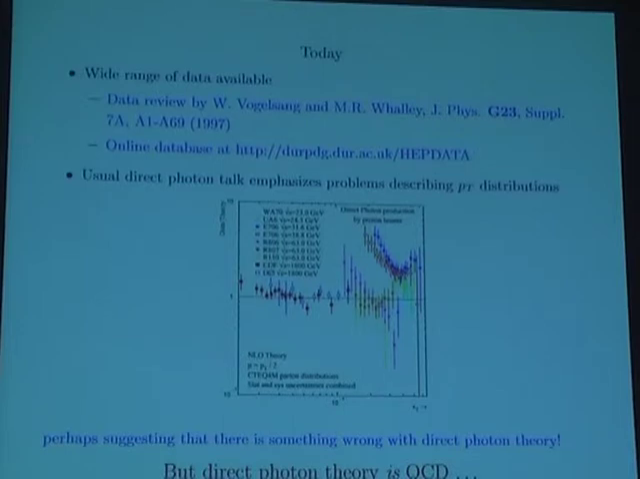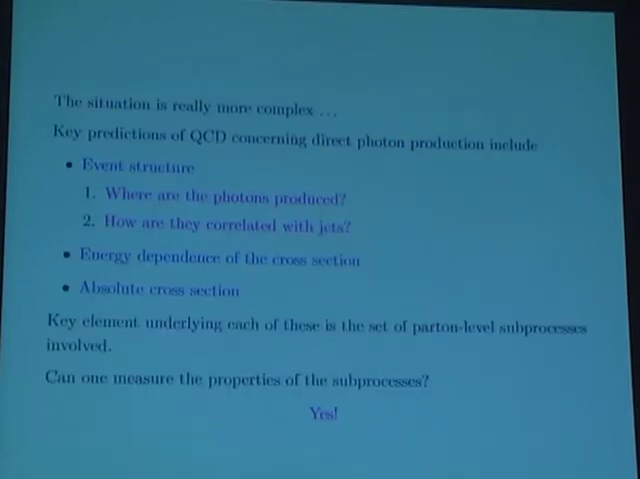Do we really understand direct photon production? Some people have suggested that there's something wrong with direct photon theory. I don't like that particular phrase, because after all, direct photon theory is QCD with a little bit of electromagnetism thrown in. Okay, so what I want to do today is take apart those predictions, because as it turns out, the inclusive cross-section pT distribution is just one piece of information that you can get. You can look at other types of differential distributions and learn a lot more about what's going on.